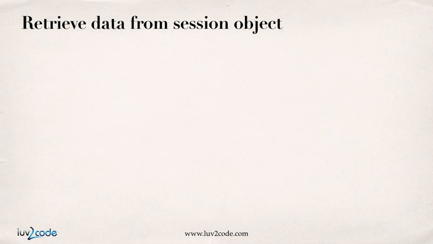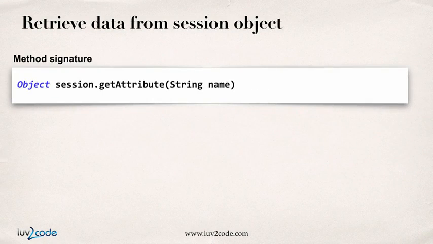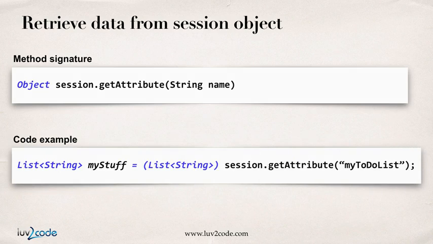All right. Now the next thing here is, how do you retrieve data from the session object? So the method signature is session.getAttribute, and you give the name of the item that you're retrieving, and it's going to return you a plain object. So here's a coding example of how to do this. So here I'll start on the right hand side. I'll say session.getAttribute. I give my to-do list. That's the same name I used in the previous slide.